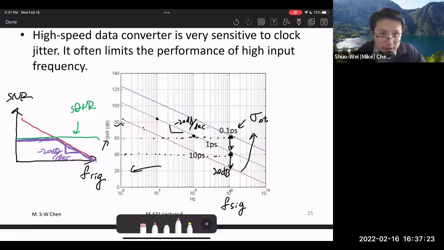But don't worry, once you understand at this level, you can actually use this trend line over the signal frequency to back calculate what is your clock jitter. And that's also how the industry backs calculate to say, hey, this ADC that we have in our product, the jitter is less than, let's say, 1 picosecond. So this is how they calculate the clock jitters. All right. Any question?